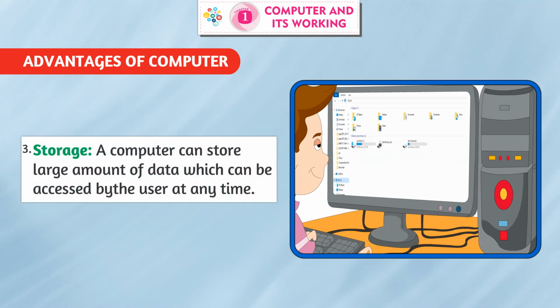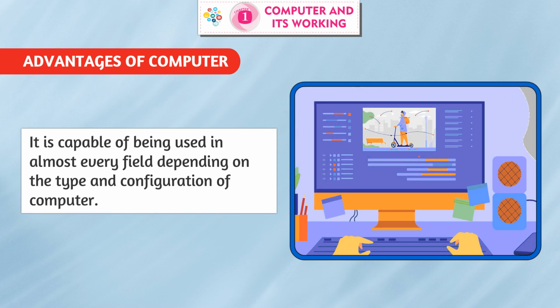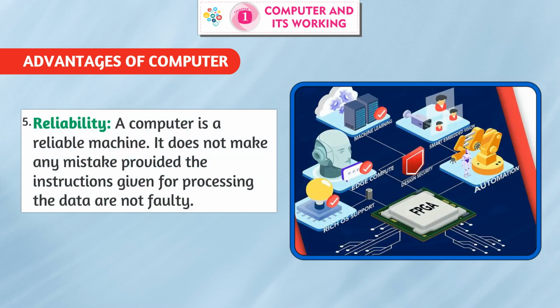Storage. A computer can store large amount of data which can be accessed by the user at any time. Versatility. A computer is a versatile machine. It can perform number of tasks at same time. It is capable of being used in almost every field, depending on the type and configuration of computer.